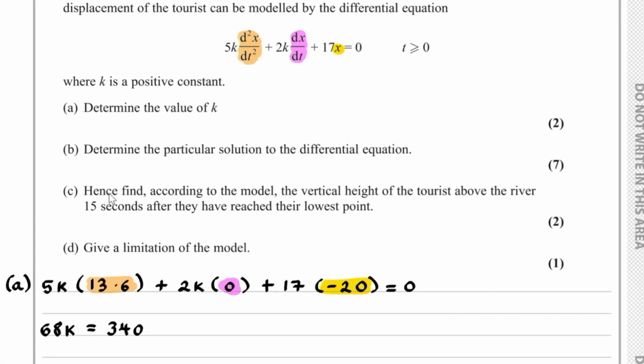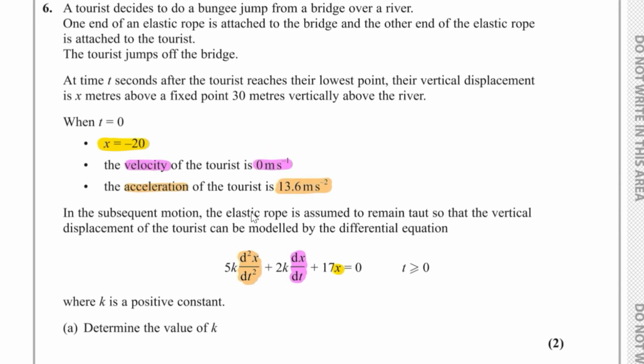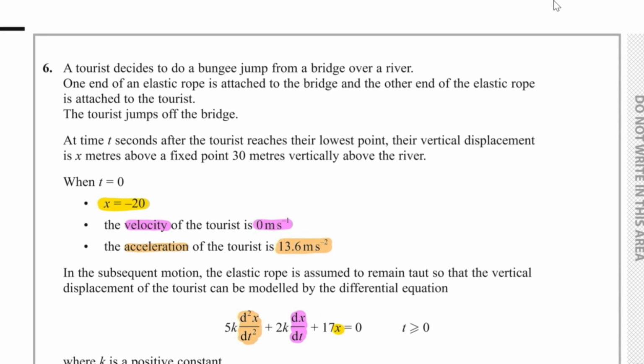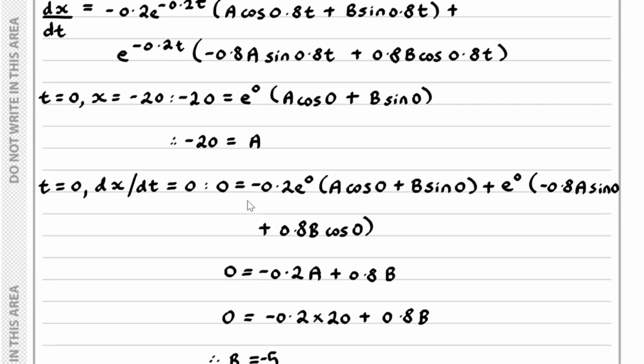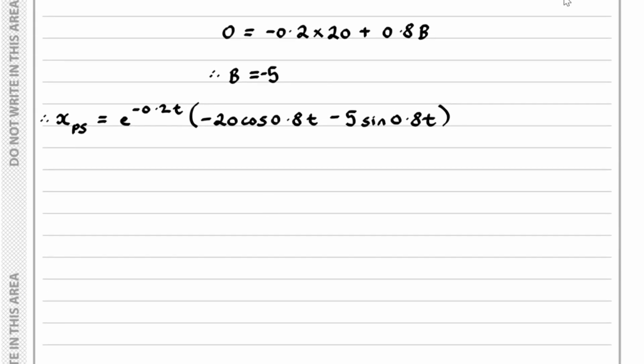And now for part C, hence find, according to the model, the vertical height of the tourist above the river 15 seconds after they have reached their lowest point. Well, what else do we know? We know that we have x meters above a fixed point. Well, we are 30 meters above this fixed point. So the vertical height is equal to 30, and that comes from here.